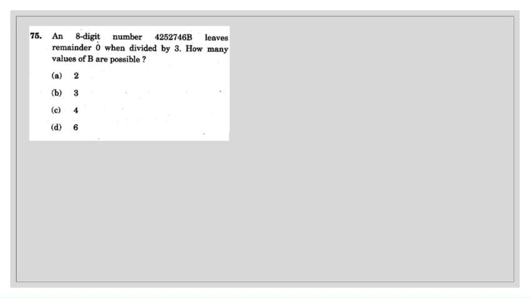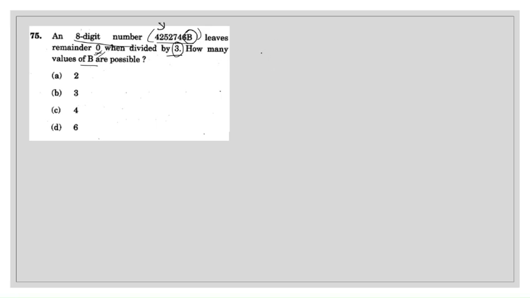Now this next question says an 8-digit number, that is 4252746b, b here is unknown obviously, leaves remainder 0 when divided by 3. How many values of b are possible? So basically this number is divisible by 3. How do we know this? Whenever a particular dividend is completely divisible by the divisor, which in this case is equal to 3, the remainder that we receive is always 0. And if we divide this number by 3 and are getting remainder 0, which means that this number is completely divisible by 3.